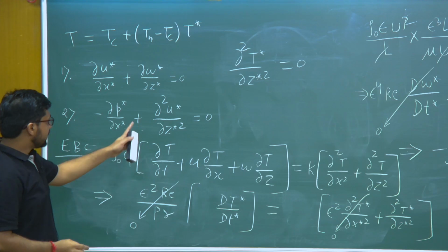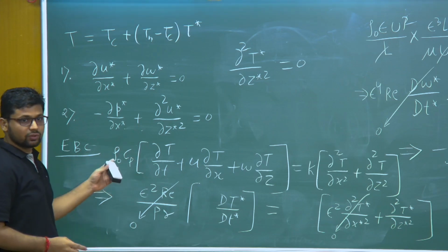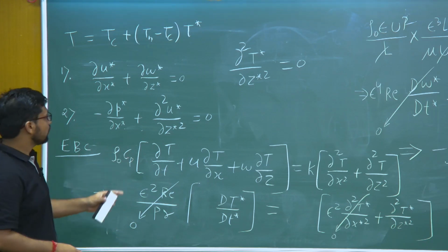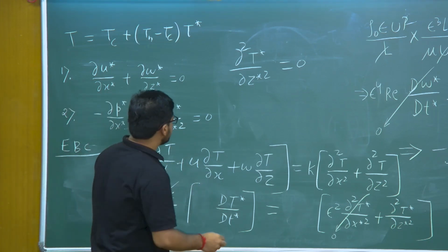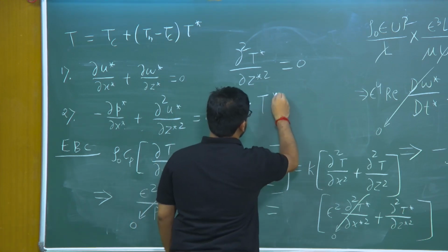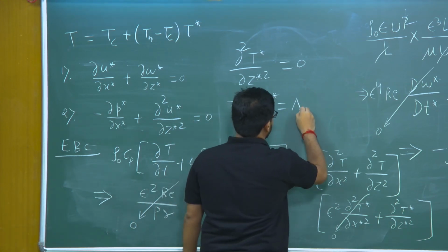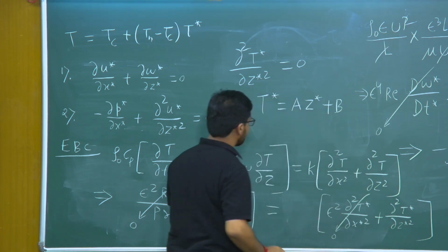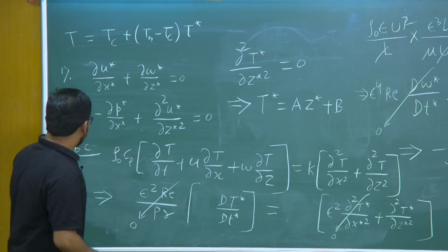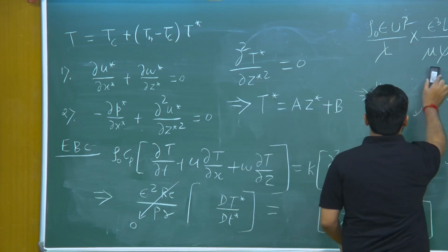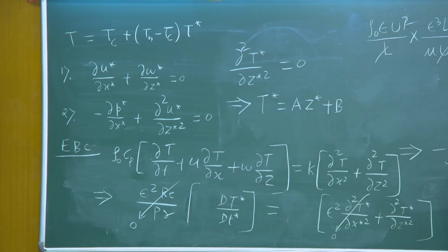You have used it many times, even sir used it when he was talking about the freezing interface, that time also you got this equation, and this is a linear equation. So, the solution for this will be linear, and it will be T star equal to A times Z star plus B, right. So, we will have two unknowns A and B, and we have to calculate those unknowns using the boundary conditions.